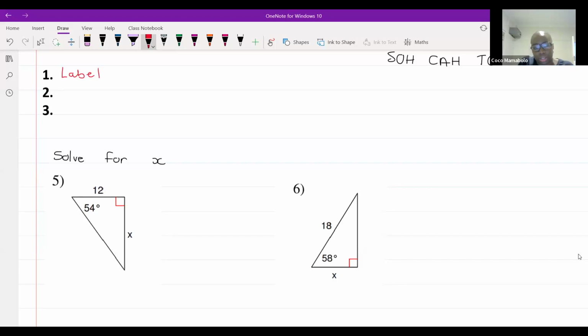I'm going to look at this question number 5, and I'm going to label based off of the angle I've been given. I've got the angle 54 degrees over here, so I'm going to label in terms of 54 degrees. 12 over here is going to be my adjacent side. X over here is going to be my opposite side. And the side across from my 90-degree angle, this is the hypotenuse. Okay, that's step number 1. Always, always, always. Step number 1 is never going to change, guys.